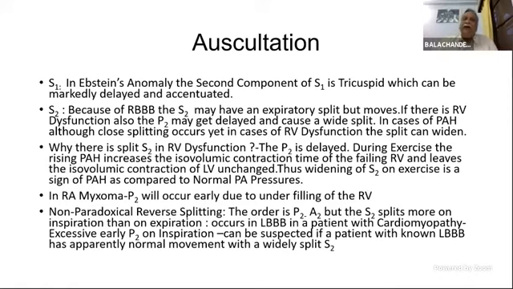So an excessive early P2 on inspiration can be suspected if a patient with known left bundle branch block has an apparently normal movement with a widely split S2. So this is just a little bit about non-paradoxical reverse splitting, and if anybody asks, you can always tell. Next slide.